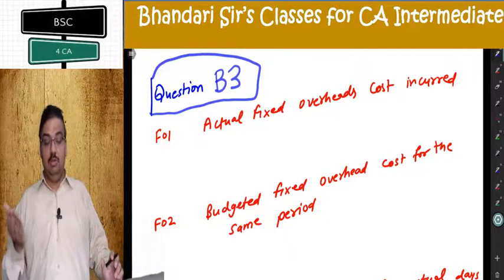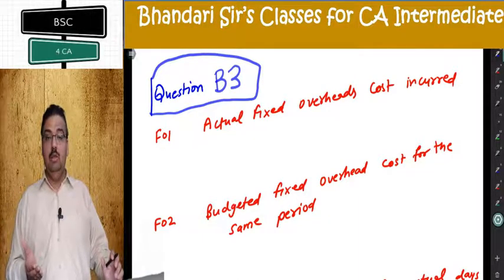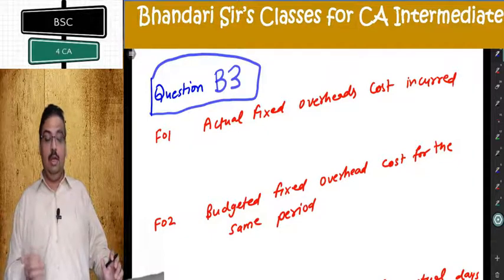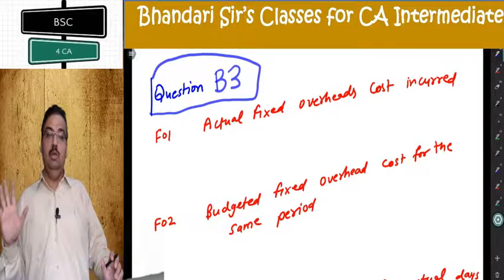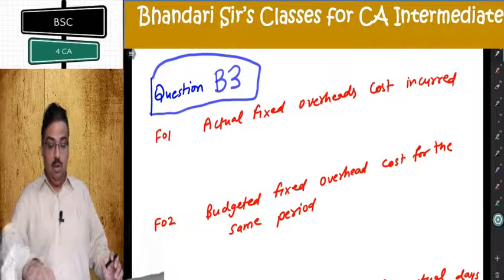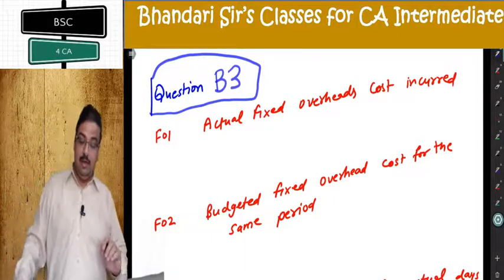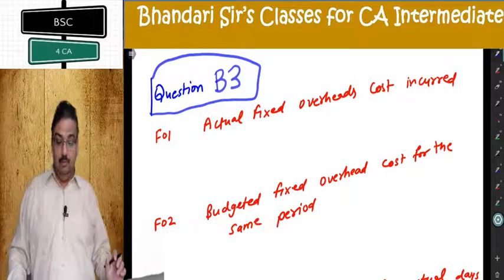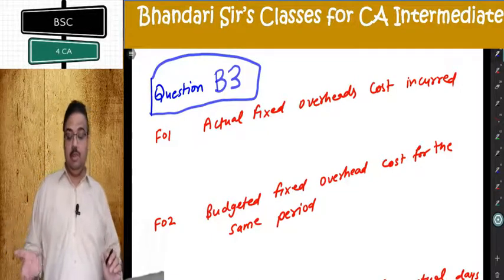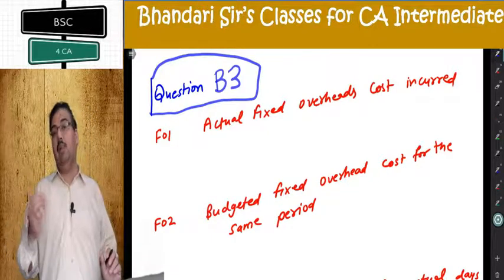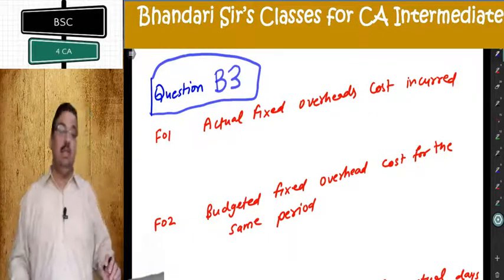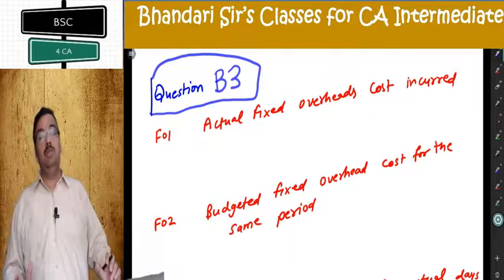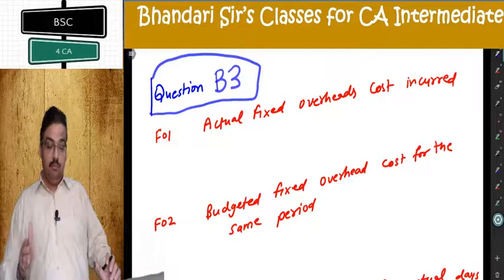I am starting with question number B3, which was a November 2018 intermediate new syllabus question. Very easy question, but focus on the 5 steps. What you are given? You are given standard data, you are given actual data, and you are asked specific variances part by part. I will apply all the 5 steps, and whatever variance is asked, I will answer them specifically there in the end.